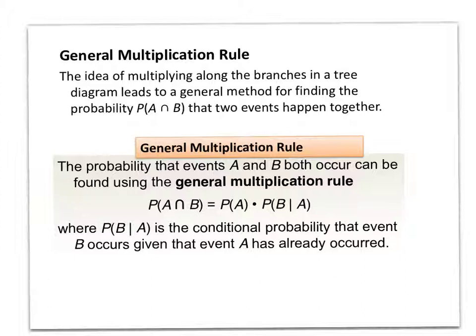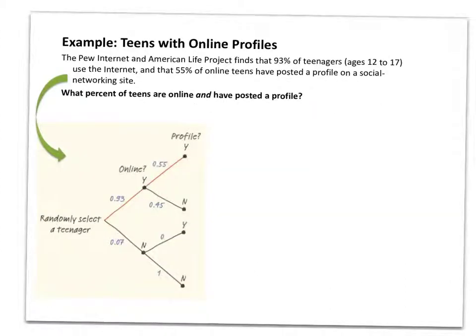Okay, when you multiply along the branches in the tree, this leads us to the general multiplication rule, and that is that the probability of A and B happening at the same time is the same as the probability of A times the probability of B given that A has happened. And this is, like I said, the general multiplication property, and we're going to see some examples of this coming up. So here's a situation.